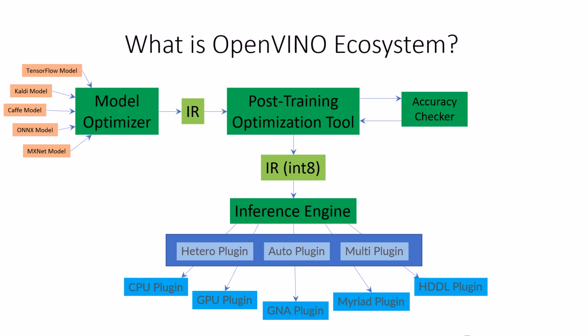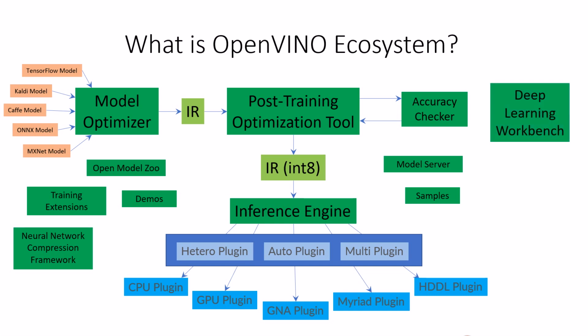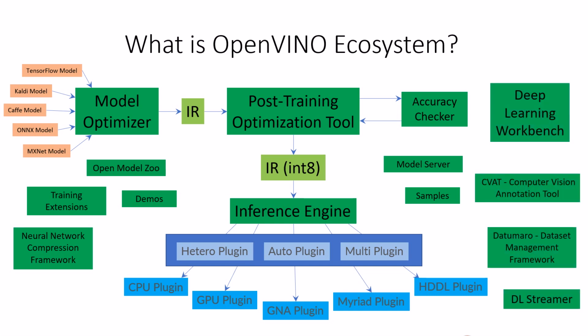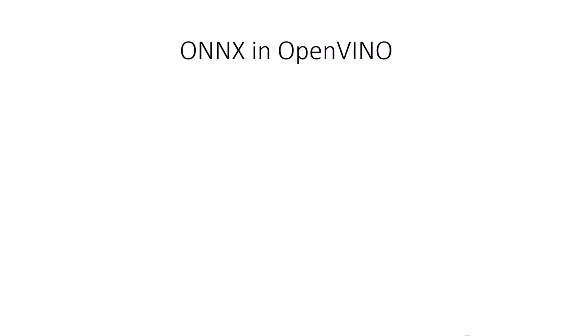So, what is the OpenVINO ecosystem? Besides the components that we have just mentioned, it contains many others, like Open Model Zoo, Training Extensions, Deep Learning Workbench, tools to annotate and work with datasets, and even more. Part of the components push us beyond just the inference tasks. You can visit the documentation for more information about OpenVINO and our GitHub repository where all these components are being developed.